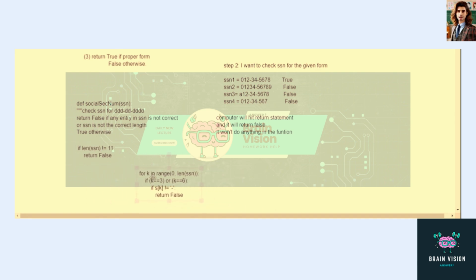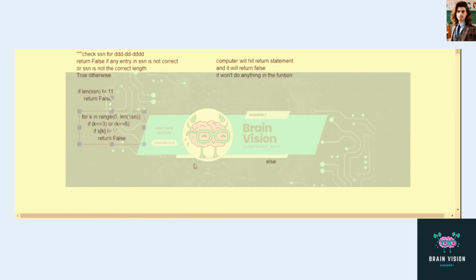And then we'll go like this. Here we go. Okay, so this is an else statement. I'm first going to check the length. If the length of it is 11, that's good. And then I'm going to do an else statement.